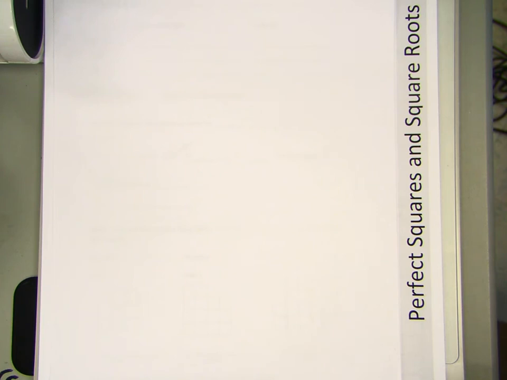So we've already had a lesson on exponents, so you should be aware of what an exponent is and how it is a short form of a multiplication problem. And now we're going to look at certain kinds of exponents, which are perfect squares, and then we're going to undo those perfect squares by taking square roots.